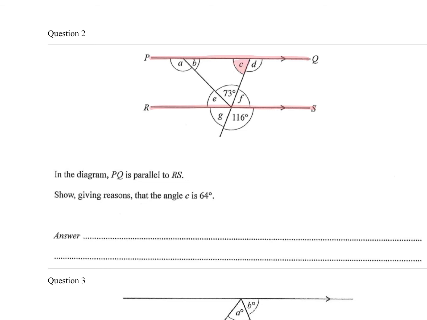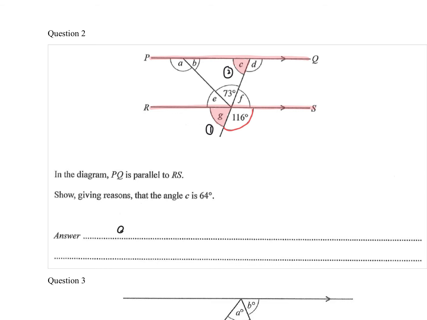Correct? Okay, so what can I do with angle C? What are the angles that are actually equal to angle C? Angle C is equal to angle G, corresponding angles on parallel lines, and you can find angle G using the angle 116, adjacent angles on a straight line. They say show, giving reasons, so I'm going to find angle G first, then I'm going to find angle C. So step 1 and step 2. I need to write the reasons for both steps.